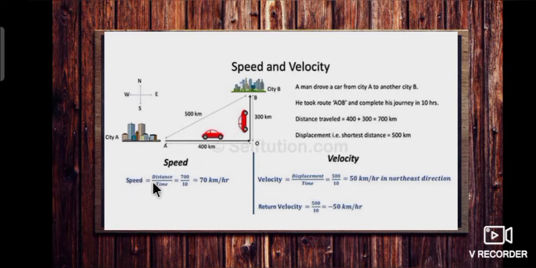Next, speed. Speed is equal to distance divided by time, that is 700 km divided by 10 hours. Speed is equal to 70 km per hour. Next, velocity. Velocity is equal to displacement divided by time, is equal to 500 km divided by 10 hours, is equal to 50 km per hour in northeast direction.